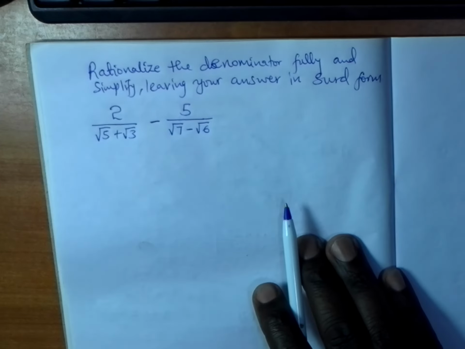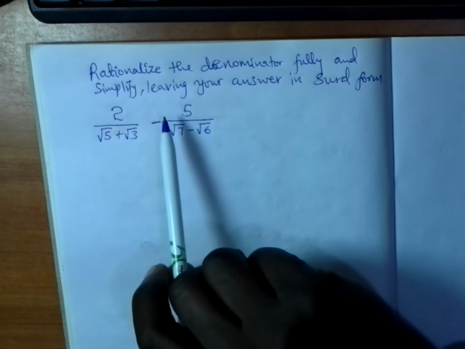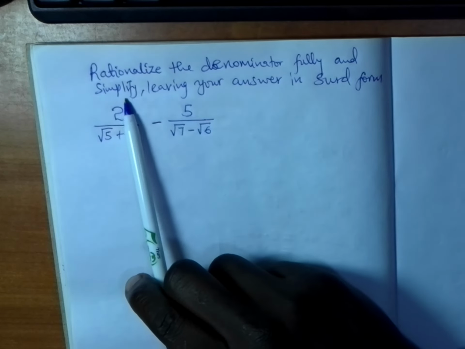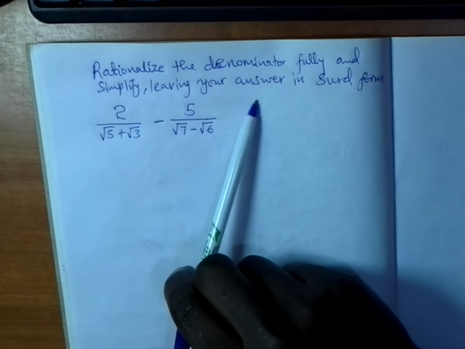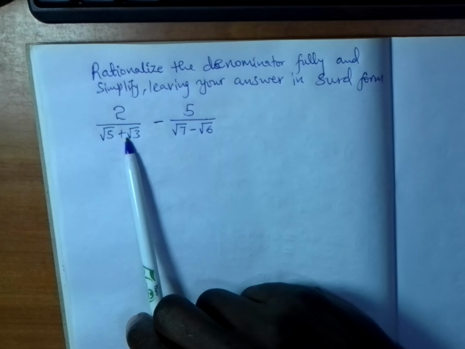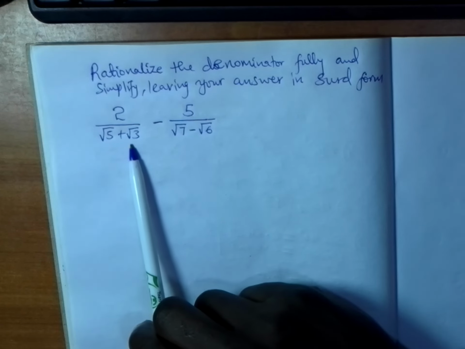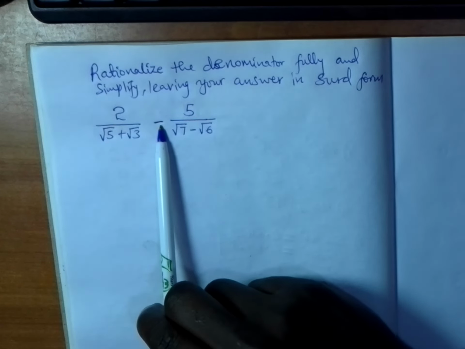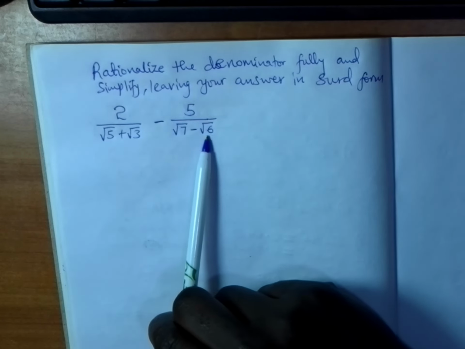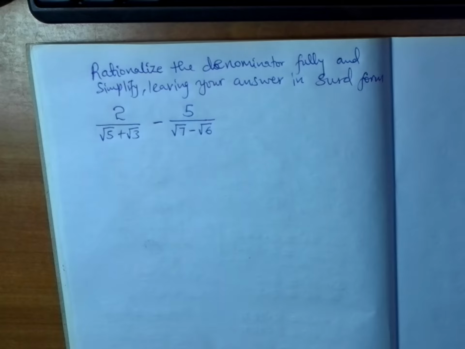Today we look at this question. It says rationalize the denominator fully and simplify, leaving your answer in surd form. That is 2 all over root 5 plus root 3 minus 5 all over root 7 minus root 6.